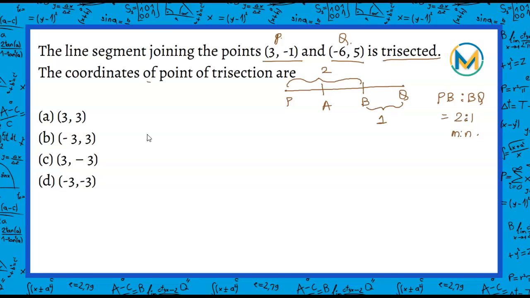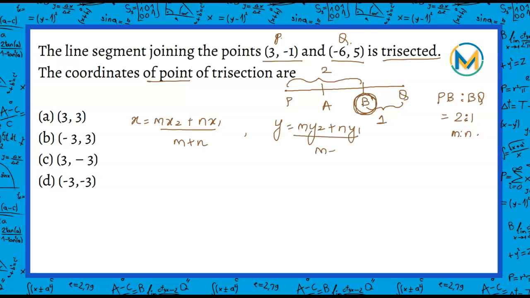Now we have to find the coordinates of the point of trisection. That means we have to find the coordinate of B. So the formula would be, for x it would be (m x2 plus n x1) upon (m plus n), and for y it would be (m y2 plus n y1) upon (m plus n). So let's substitute. m is 2, x2 is minus 6, n is 1, x1 is 3, upon m plus n, which is 2 plus 1 becomes 3.